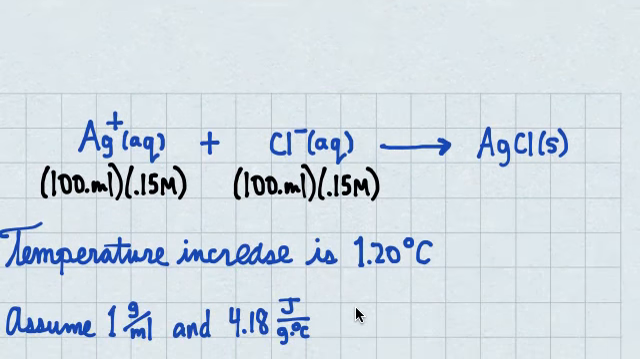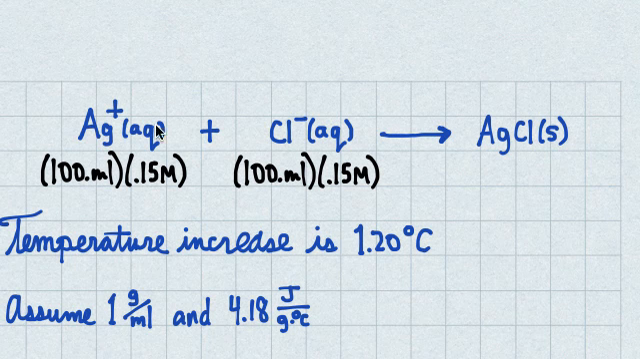Sorry. Silver chloride, silver ion plus chloride ion. 100 milliliters, 0.15 molar, 100 milliliters, 0.15 molar. Many times it'll be a 1-to-1 ratio, and I'll have equal moles of this and equal moles of this. So what's 100 times 0.15? 15 millimoles of chloride and 15 millimoles of silver ion to make 15 millimoles of silver chloride.